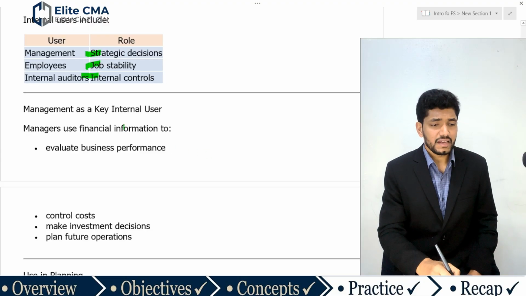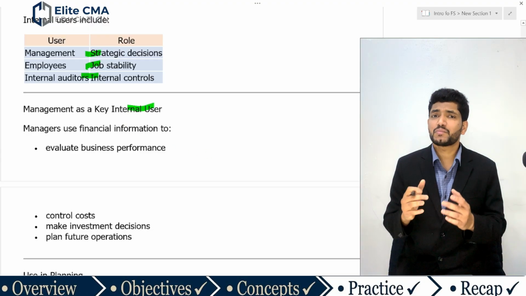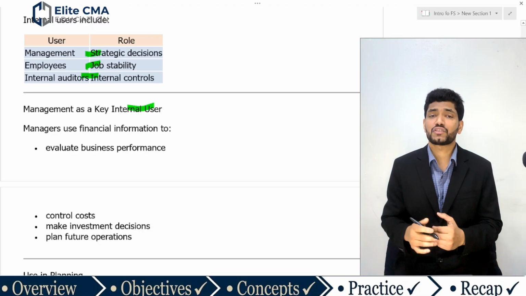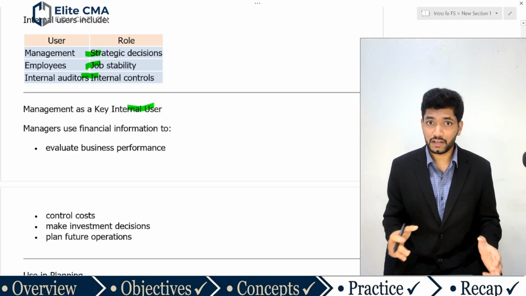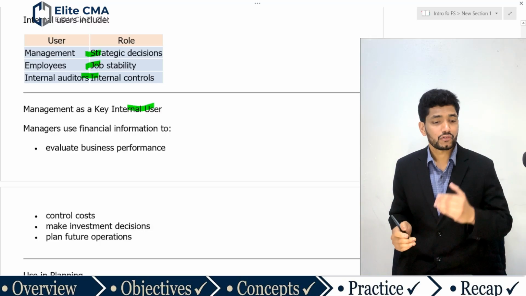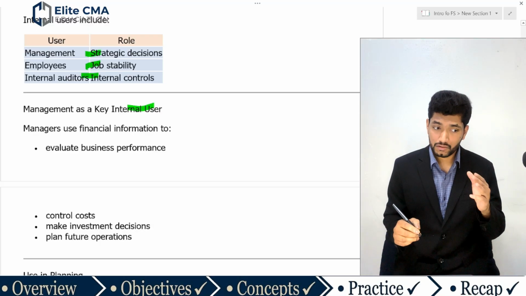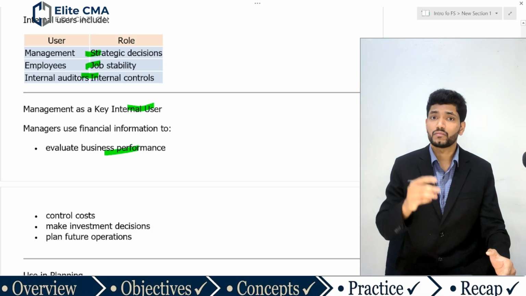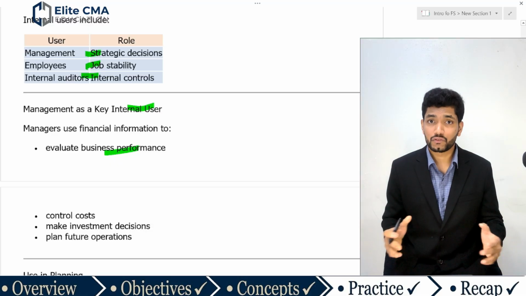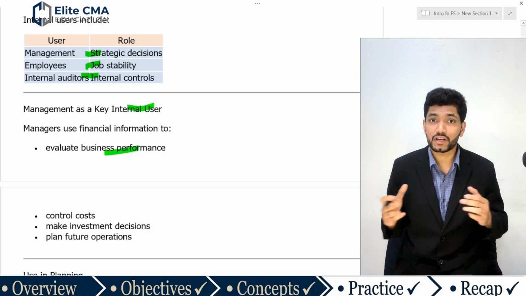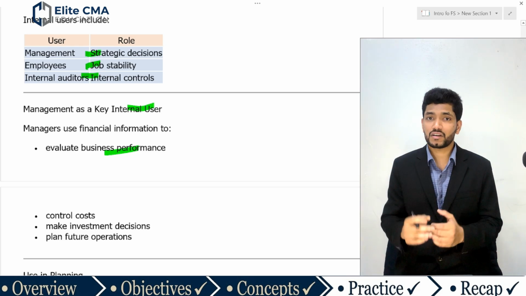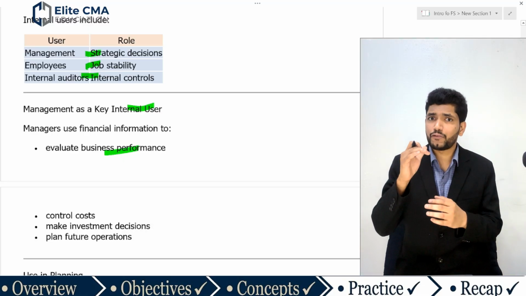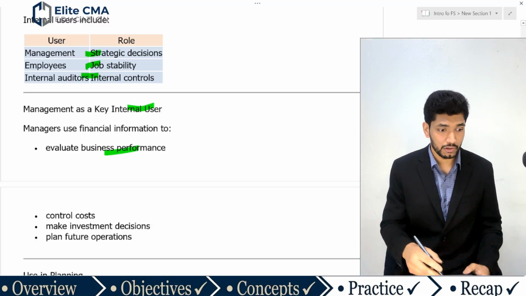Then management as a key internal user. As we said, management is a key internal user of financial statements. They use the financial information to make various strategic and operational decisions. Their key uses are, first, to evaluate business performance. How the business is going, whether profit is improving or sales is improving, what about the cost structure. All this information is revealed by the financial statements. So the first thing they are interested in is business performance.